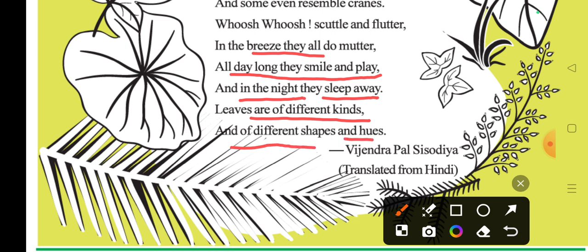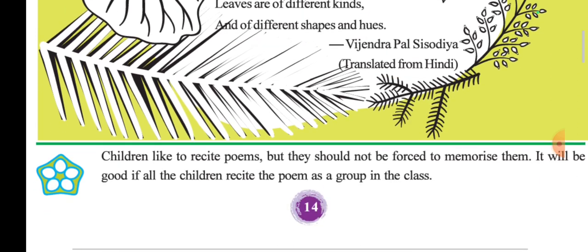Yes, children, when the breeze blows, what happens? They make a little noise or small voice, okay, and all day what happens, they smile and play. These plants and leaves always smile and play during daytime, and in the night they sleep away, they become sleepy. And thus the leaves are of different kinds and of different shape and hues, meaning a particular shade of any color. So this poem is written by Vijendra Pal Sisodia, and this poem is translated from a Hindi book, okay. Now next page.